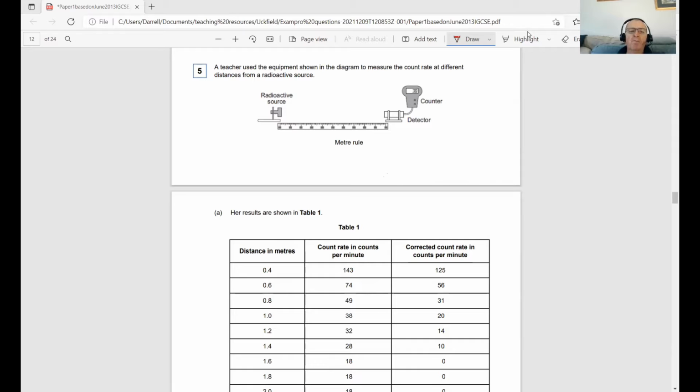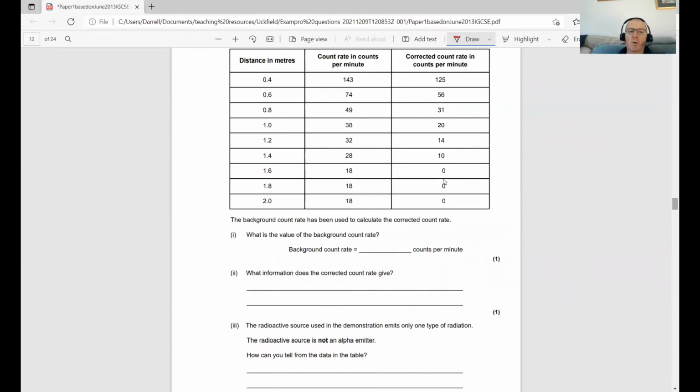Radioactivity. So here we have a teacher using the equipment shown in the diagram to measure the count rate at different distances from a radioactive source. We have our Geiger-Müller tube here, we have our scaler, which is called a counter, we have our source, and we have a means of measuring the distance between the Geiger-Müller tube and the source. Her results are shown in table 1.